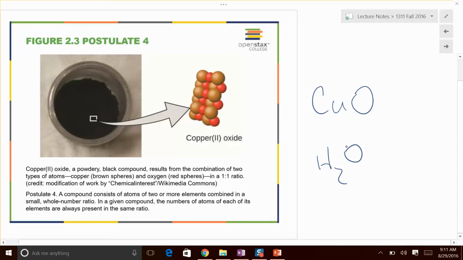H2O. I have exactly 2 hydrogens for every 1 oxygen. I don't have half an oxygen, right? Or 1.5 hydrogens. I have exactly 2 hydrogens and 1 oxygen. Whole number ratios, because these are entire atoms that are coming together, and you're not going to get half an atom to come together, right? So we have to have whole number ratios. So these are his postulates, and he was right about that.